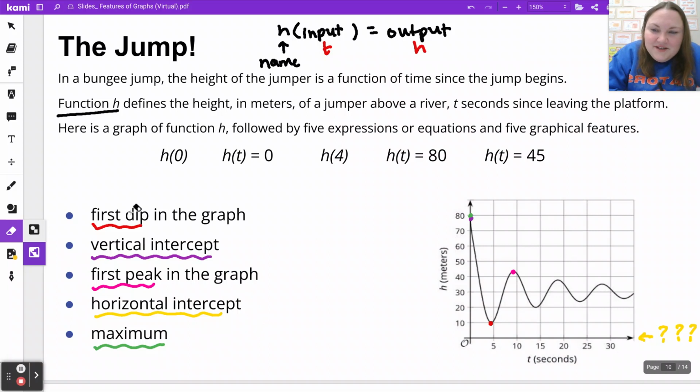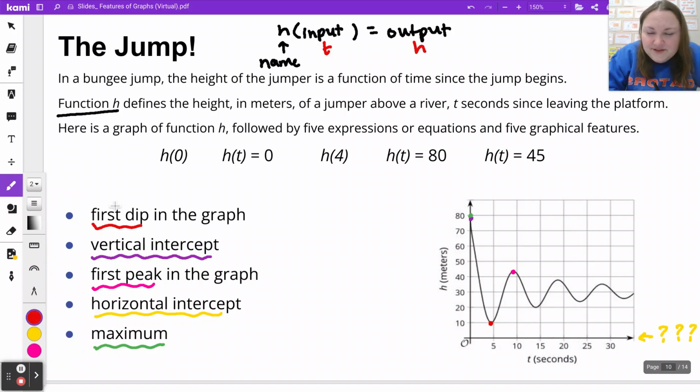For me, I'm going to start with the first dip and the first peak, just because, like I said, when I do this in person, those are usually easier ones for students to start with. The first dip we said is right here. And so when I'm looking at these different ones, I'm noticing that it is before 5 seconds. So that input, what's inside our parentheses, is before the 5, like this one right here, h of 4. That's talking about where we're looking at an input of 4 seconds. That happens to be where that first dip is.